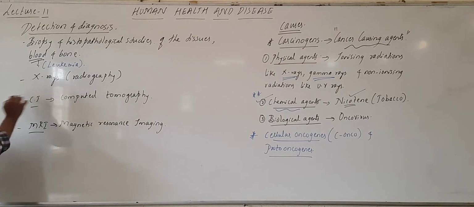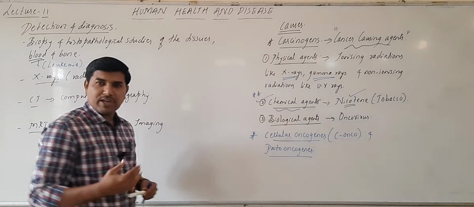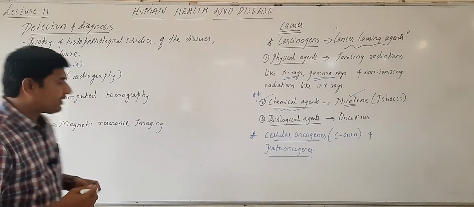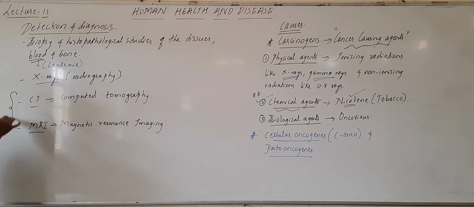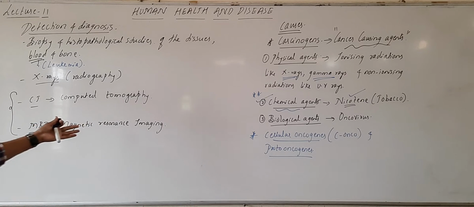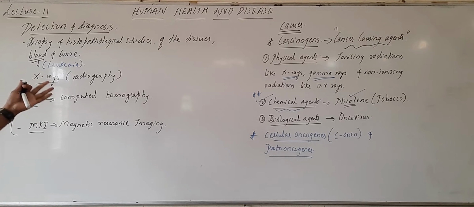So especially X-ray is done for hard tissue cancer, like bone cancer. For the soft tissue, we can go with the CT scan as well as MRI. CT is computed tomography, MRI is magnetic resonance imaging. Okay, we can go with these two for the internal organ cancers.